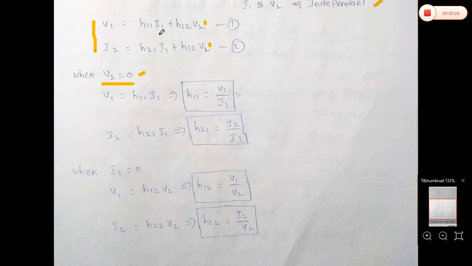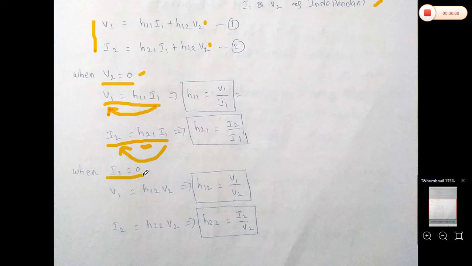Coming to the first equation, V1 equals h11 I1. So from this, h11 equals V1 by I1. Then in the second equation, substitute V2 equal to 0. So I2 equals h21 I1. From this, h21 is equal to I2 by I1. So from this we can get the h11 value and h21 value.